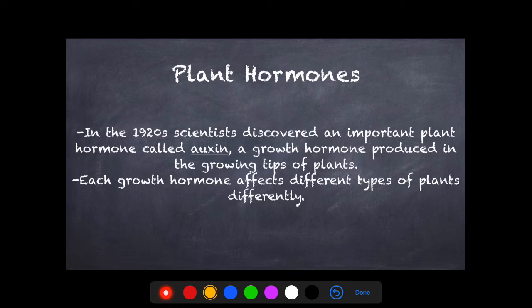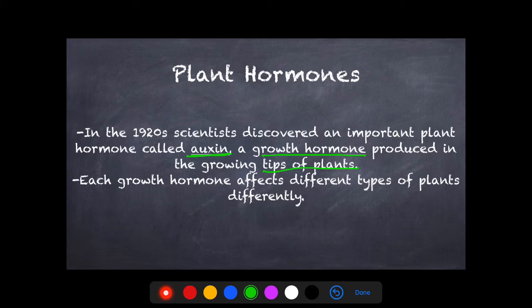In the 1920s, there is a specific hormone that was discovered, and that was called auxin. And it's specifically known as a growth hormone. And it's specifically seen in the tips of the plants. So the tips of the plant is where the growth hormone actually occurs.